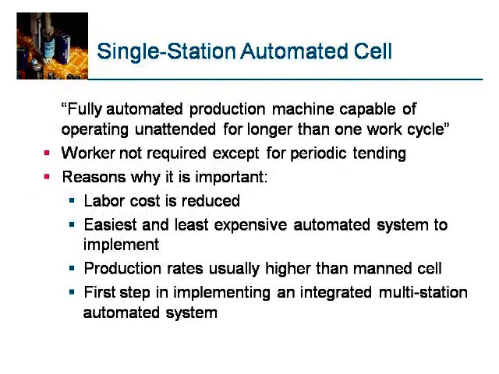Single station automated cell. Fully automated production system capable of operating unattended for longer than one work cycle. Worker not required except for periodic tending. Reasons why it is important: labor cost is reduced, easiest and least expensive automated system to implement, production rates usually higher than manned cell, first step in implementing an integrated multi-station automated system.